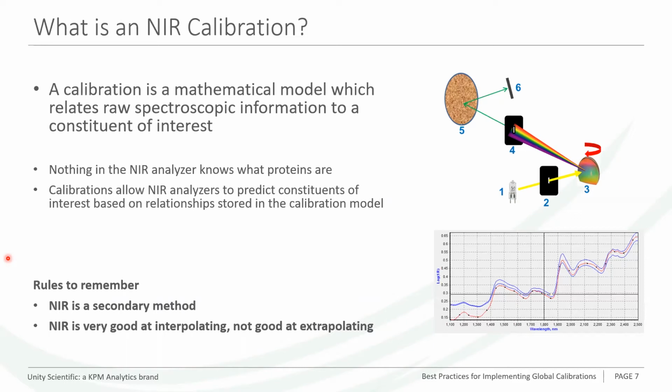There are a couple of good rules to remember, one of which is that NIR is a secondary method. Again, there's nothing in the analyzer that knows what protein, fat, fiber, or any of the other constituents of interest are. So we're relying on this relationship to get our useful information. Another rule that I think is very good to remember is that near infrared, or spectroscopy in general, is very good at interpolating, but it's not very good at extrapolating and can be dangerous. So it's very important that you are including in your model any variation that you expect to see in your samples.